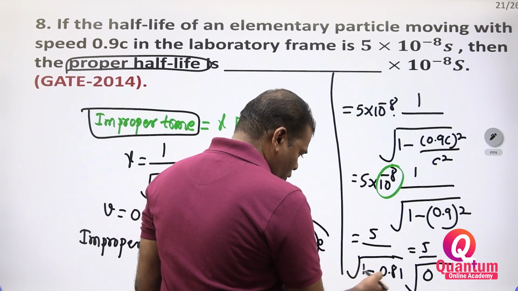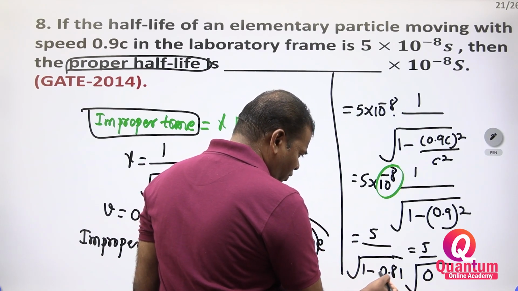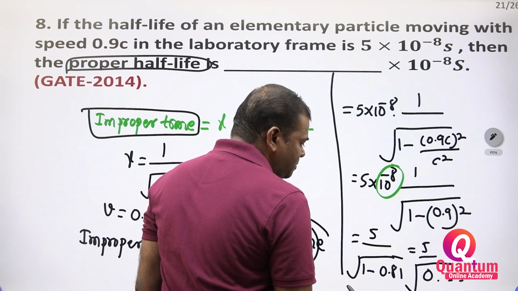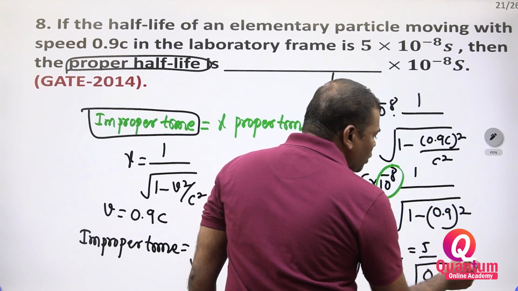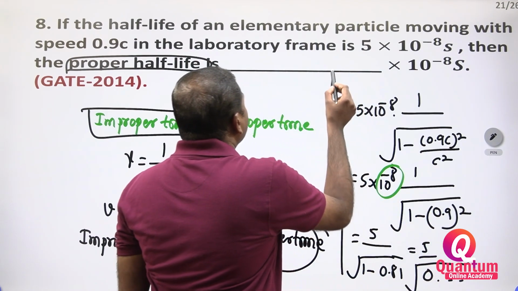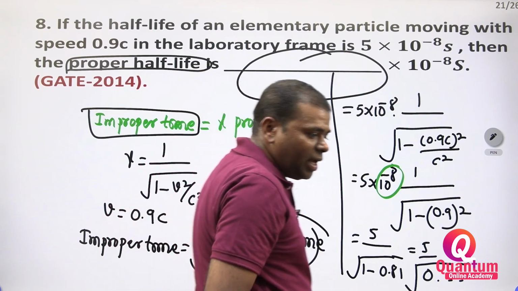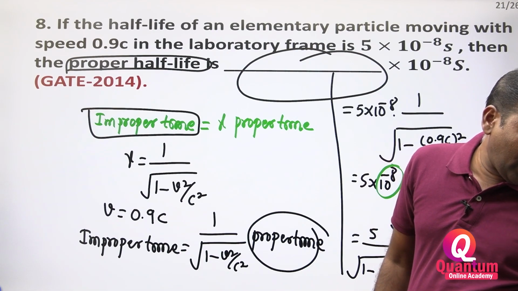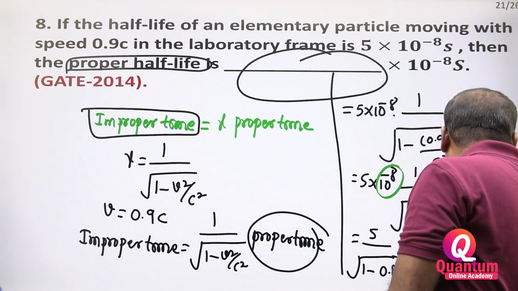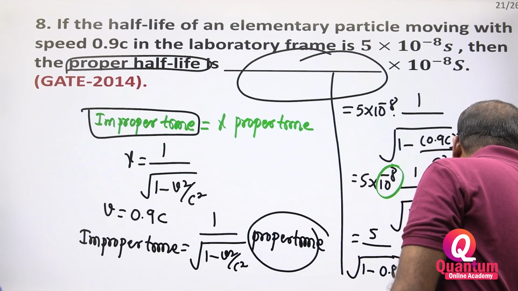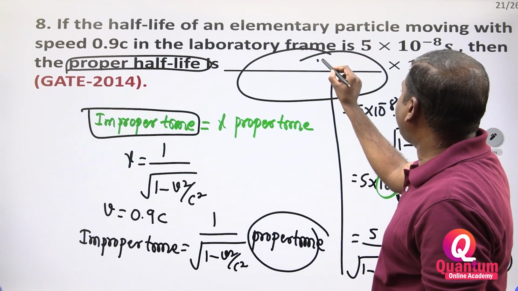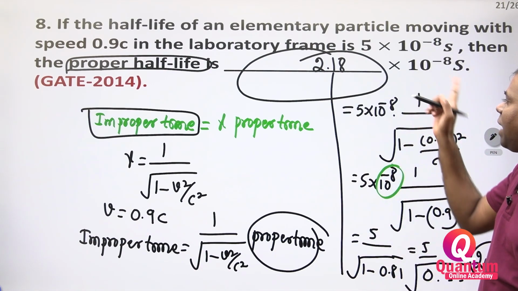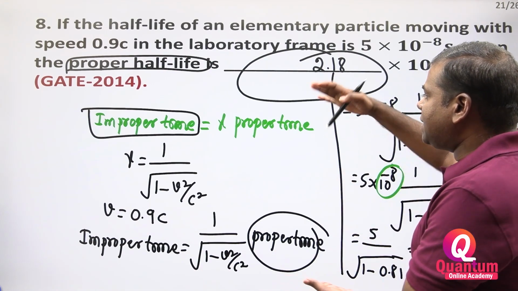0.81 you subtract from the 1, you have to get 0 point some value. So you divide by that value, you are getting one numerical value. That numerical value you have to enter here. How much numerical value you are getting? That value is 2.18. 2.18 into 10 to the power of minus 8 seconds you are getting. This value you will get. Clear? Like this we have to calculate.